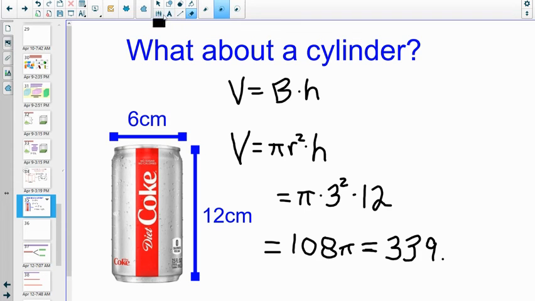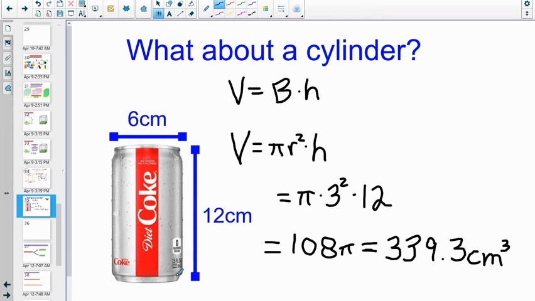Remember when I measured this can last week, these were approximate measurements. This wasn't exactly 12. I think it was a little bit less than 12, and it wasn't exactly 6. I think it was a little bit more than 6. So this is not the most accurate measurement. I wonder how far away from the actual volume of a can of soda we got. But I'll leave that to you. Go ahead, grab a can of soda, take a look.